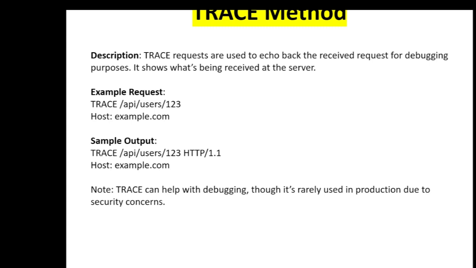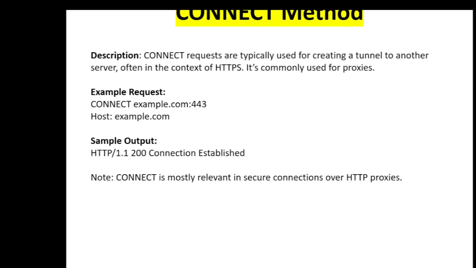Next, we talk about trace method. Trace actually performs a loop back test by echoing the received request. It is generally used for testing purposes to see if requests are altered as they travel to the server. It's not widely used in production environment due to some potential security issues. For example, here we are calling API using the trace method, and in response the server echoes back the received request headers and body.